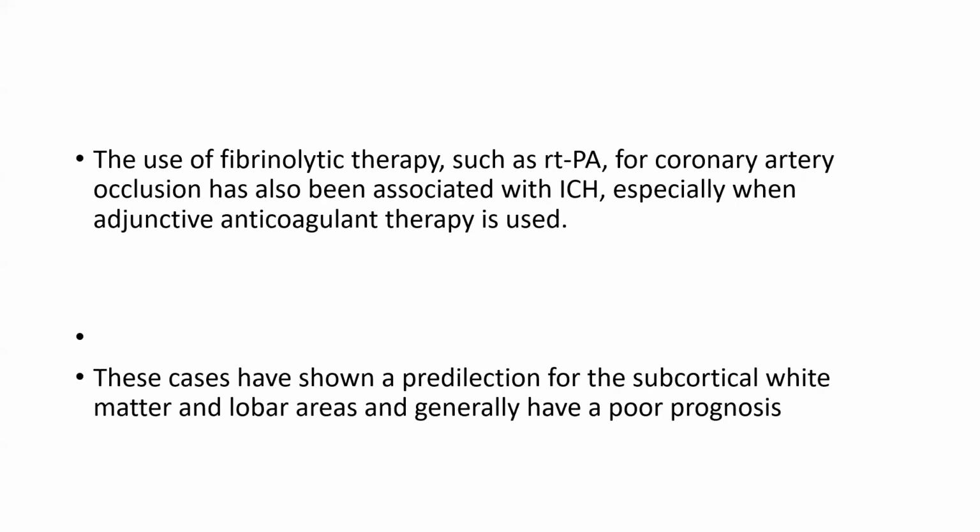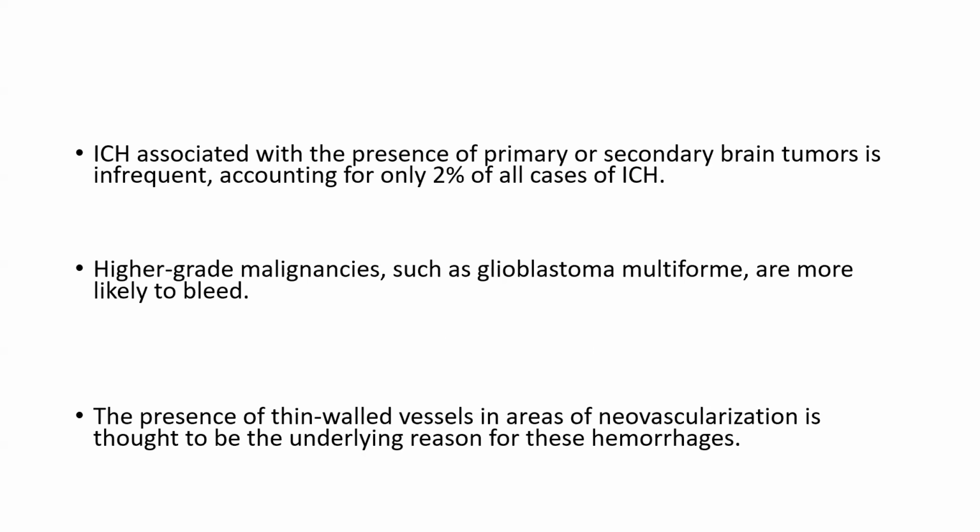The use of fibrinolytic therapy such as rtPA for coronary artery occlusion has also been associated with ICH, especially when adjunctive anticoagulation therapy is used. These cases have shown a predilection for subcortical white matter and lobar areas and generally have poor prognosis. ICH associated with the presence of primary or secondary brain tumor is infrequent and accounts for only 2% of all cases of ICH. High-grade malignancies such as glioblastoma multiforme are more likely to bleed. The presence of thin wall vessels in the area of neovascularization is thought to be the underlying reason for this hemorrhage.